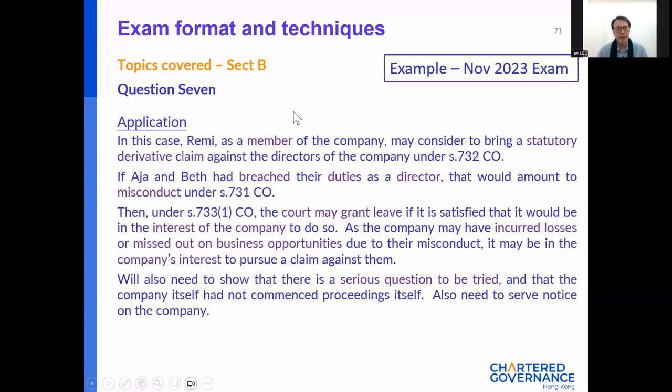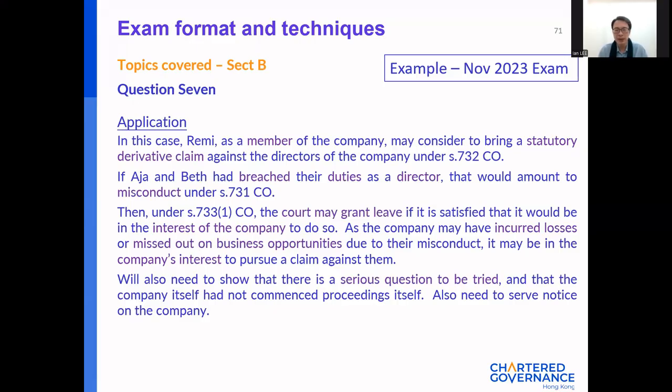In this case, Remy, as a member of a company, may consider bringing a statutory derivative claim against the directors of the company under Section 732. If Archer and Beth have breached their duties as directors, that would amount to misconduct under Section 731. Then, under 732, the court may grant leave if it is satisfied that it would be in the interest of the company to do so, as the company may have incurred losses or missed out on business opportunities due to their misconduct. It may be in the company's interest to pursue a claim against them.